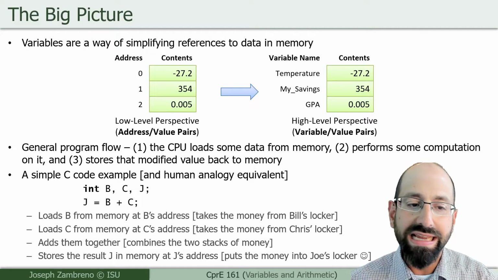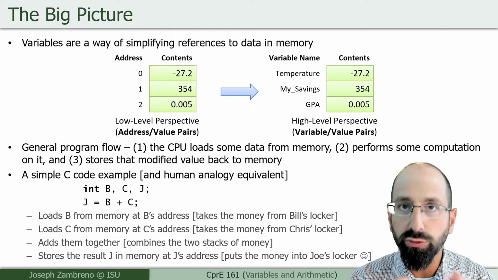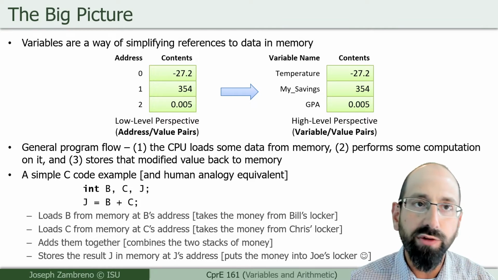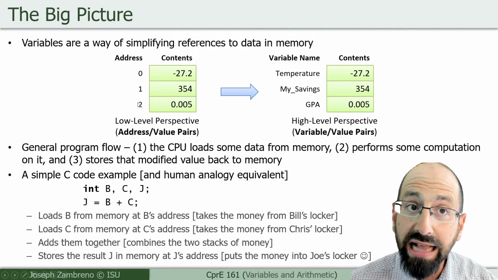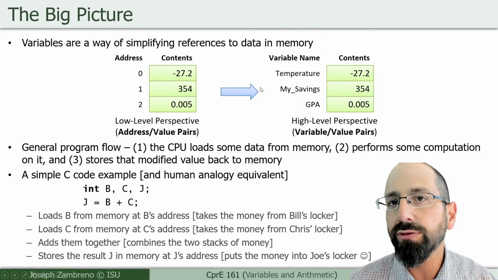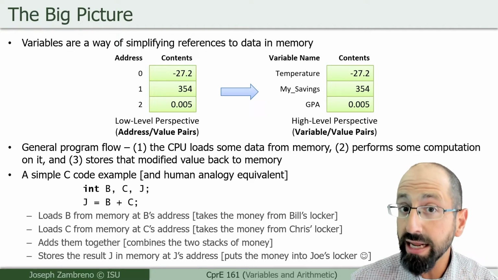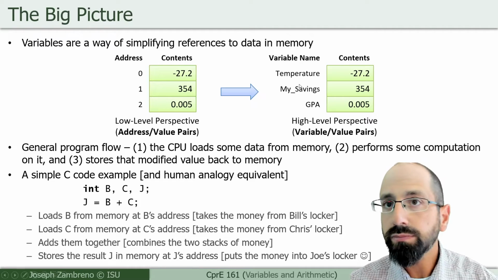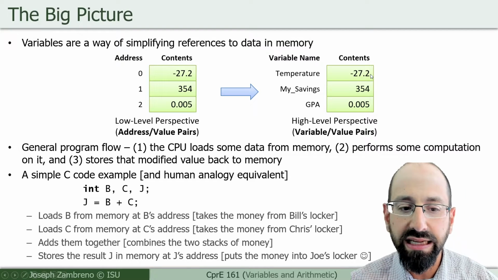So the big picture is that variables exist as a way of simplifying our references to data that we have in memory. On the left up here, we have our address and value pairs. That's one way to access memory, by providing the raw addresses, but much more commonly, we want to instead have some variable name, which ultimately the compiler will translate into an address for us. But our variable names then correspond to those same exact contents in memory.